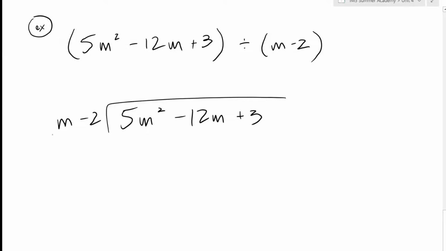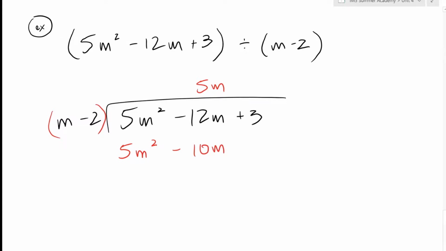I have m. I need to make 5m squared. So I need to multiply by 5m. So let's look at that. 5m times m gives me 5m squared. Good, I want to match it at first. 5m times negative 2 is a negative 10m.